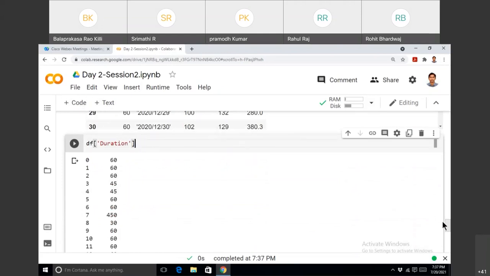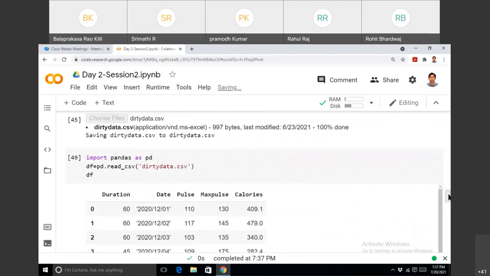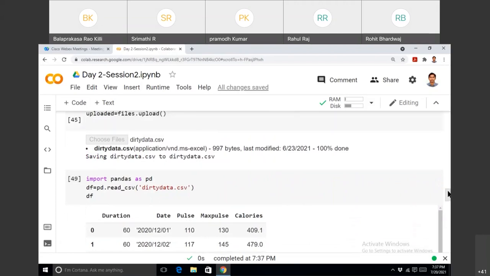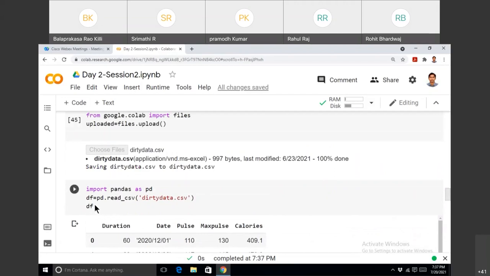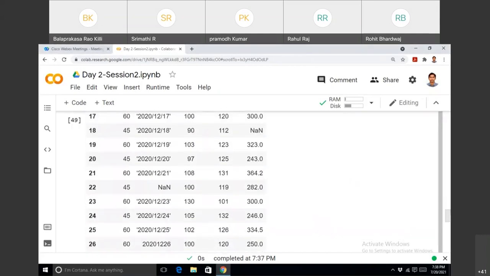Let me post the data. Let me post the code. You need the file also, right? If you have some CSV file in your system, please upload. Let me post this code. I have posted it. Please upload some CSV file from your system and see what it will generate.